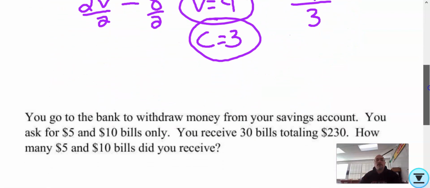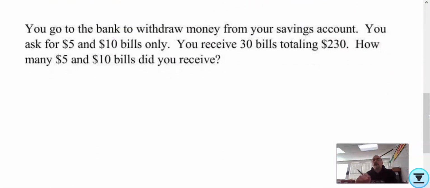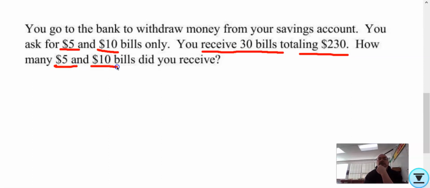Here we go. You go to the bank to withdraw money from your savings account. You ask for $5 and $10 bills only. Okay, you don't want ones, you don't want 20s. You want 5s and 10s. All right, let me mark that. You receive 30 bills. Okay, so you got a stack of 30 of them, totaling $230. How many 5s and how many 10s will you receive?